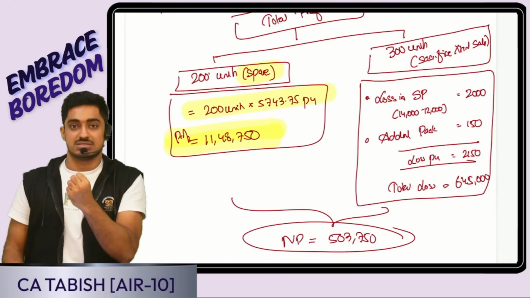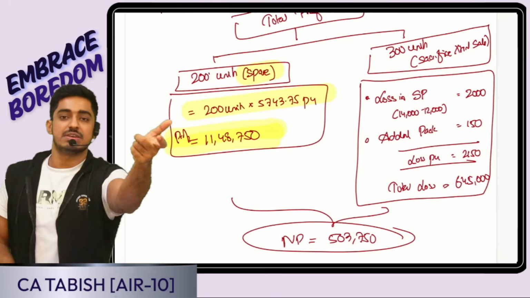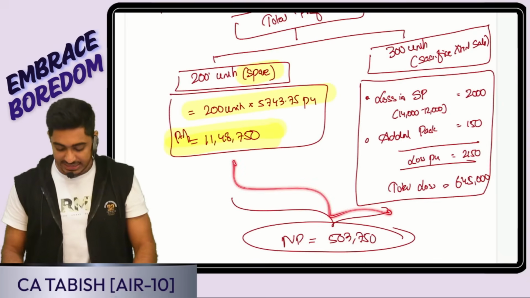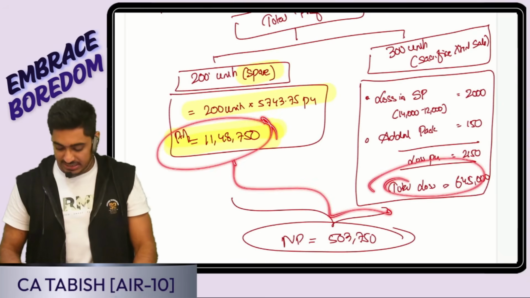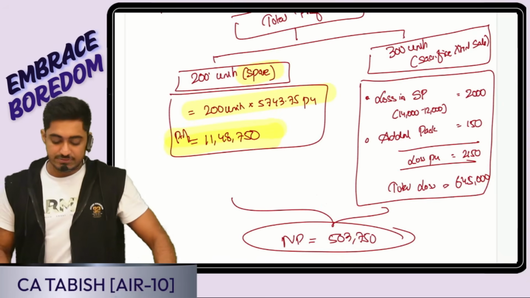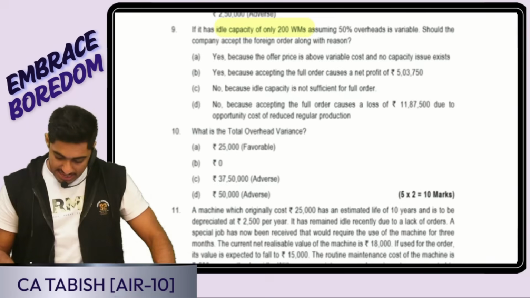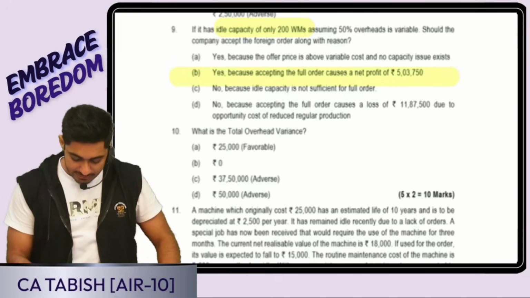There I'm incurring a loss. Loss means profit that I was previously earning. Now I am not earning. Yes, that is going to be 6,45,000 loss. That means my net profit is 11,48,750 minus 6,45,000, which comes to 503,750. So your answer is going to be, yes, accept, because it gives me a profit of 503,750.